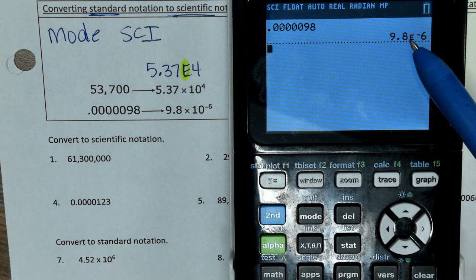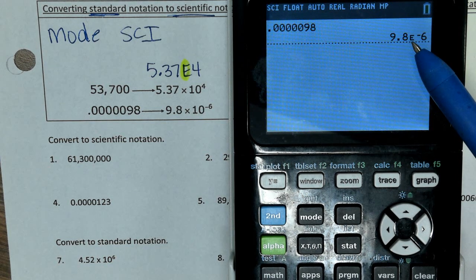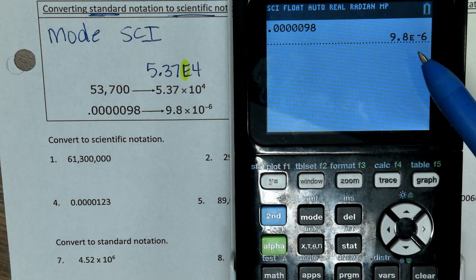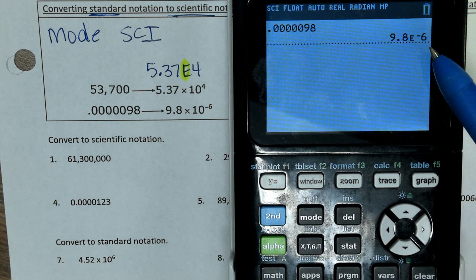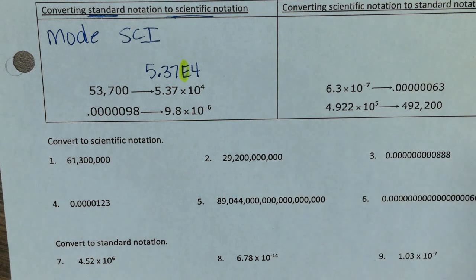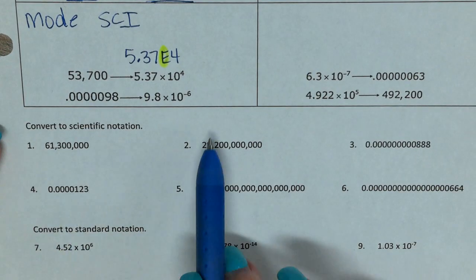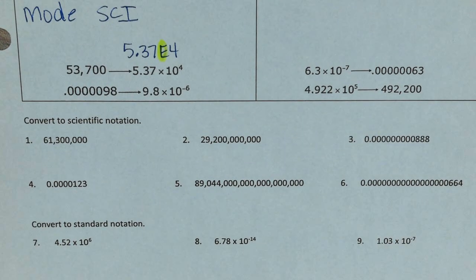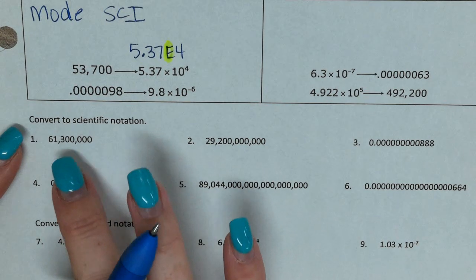9.8? I don't hear anybody. 9.8 times 10 with an exponent of -6. What do y'all think? All right, so I want y'all to go convert these to scientific. Do we write the E? No, we write it as an exponent. So let's go do this one.